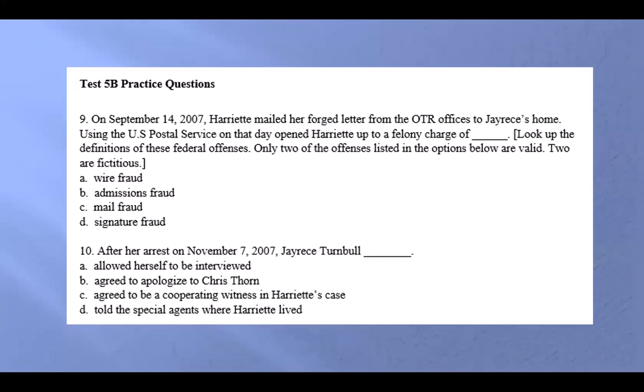So now we're going to get good marks on number 10 because the answer is she allowed herself to be interviewed. I couldn't hear. She allowed herself to be interviewed. That is correct. She allowed herself to be interviewed is the most correct answer there.